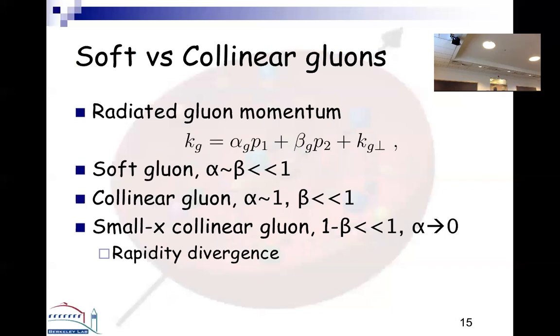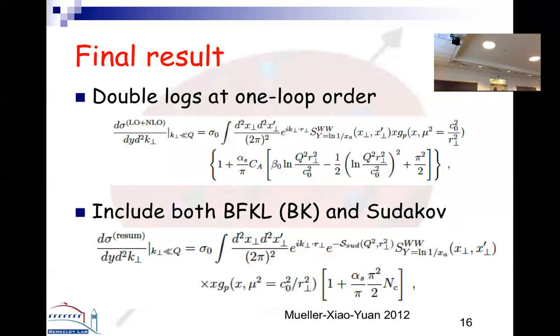But the small x is really dealing with, after this exercise I have a better understanding of small x. So small x collinear gluon is actually 1 minus beta much smaller than 1, but alpha actually exactly goes to 0. That sometimes confuses this with a soft gluon, but they are in a particular kinematic where 1 minus beta is much smaller. So that gives the rapidity divergence. Anyway, once you subtract the divergence for the collinear and small x, you get the one-loop result.